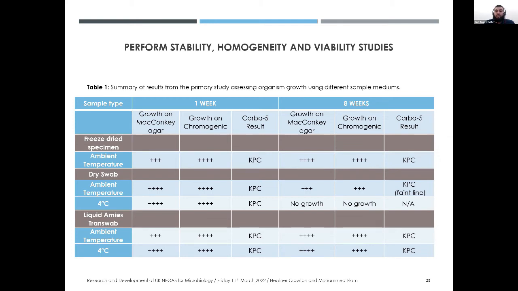However, the swabs stored at 4 degrees demonstrated reduced growth yield of the test organism, which was displayed on the dry swab containing PHE broth, where after 8 weeks, no growth was observed on the culture medium. However, for the lyophilized and liquid amies transwab, there was no sample degradation after 8 weeks. This led to the liquid amies being chosen as the potential swab medium type during pilot testing, and showed that a swab medium can produce comparable results to lyophilized samples. Regarding the CARBA 5 assay, the dry swab demonstrated the least favorable results, as shown with the faint line at 8 weeks at ambient temperature and no growth of the organism at 4 degrees.